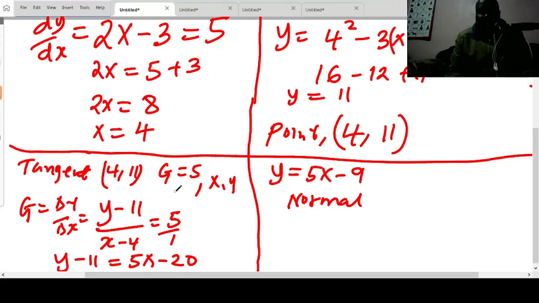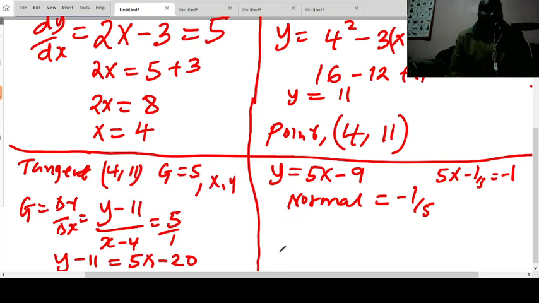Now the normal: if the gradient of the tangent is 5, then the gradient of the normal is equal to negative 1 over 5, such that 5 times negative 1 over 5, the answer is negative 1, perpendicular, because the normal and the tangent are perpendicular. Now we have the gradient of the normal, we have the point 4, 11 and the x, y.